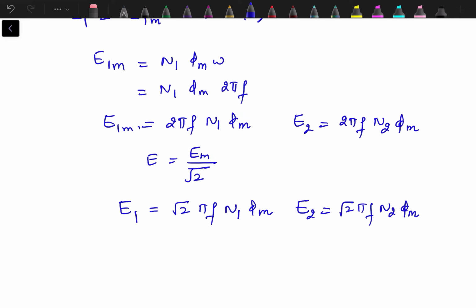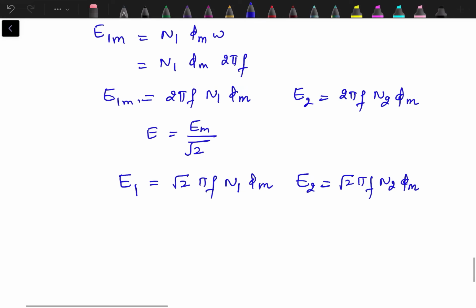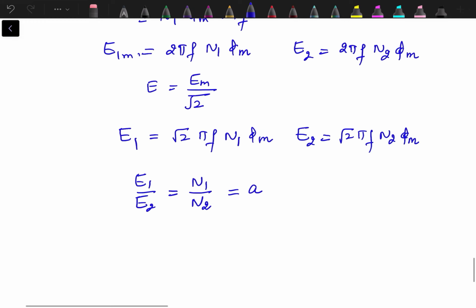Now if we take the ratio of E1 and E2, then E1 by E2 comes out to be N1 by N2, which we write as A. N1 upon N2 is equals to A, and this N1 upon N2 is equal to A is known as turns ratio.